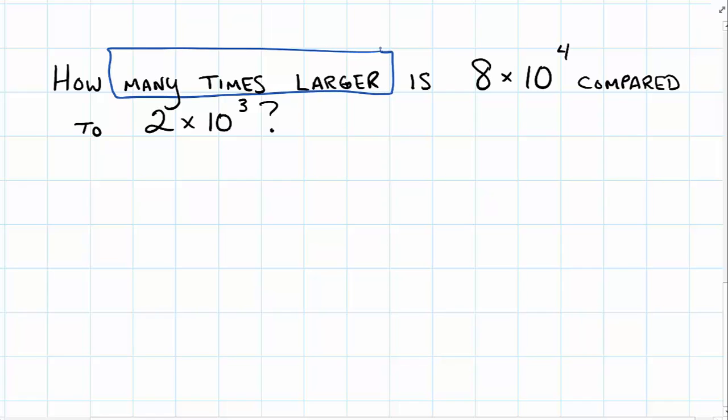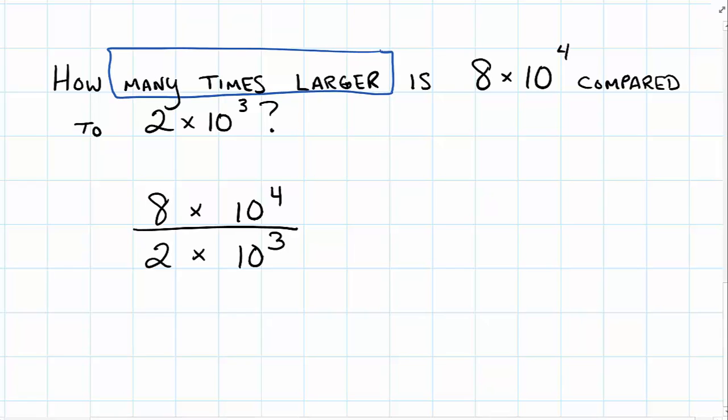Okay, so what we're going to do is we're going to take these 2 scientific notated numbers and divide them. So I'm going to put the larger of the 2, which is 8 times 10 to the 4th, as my numerator, and I'm going to divide it by the smaller of the 2. Now, I know that 8 times 10 to the 4th is larger than 2 times 10 to the 3rd, not by the coefficients of 8 and 2, but by the exponents. 4 is a larger number than 3, giving me more place values in my number.